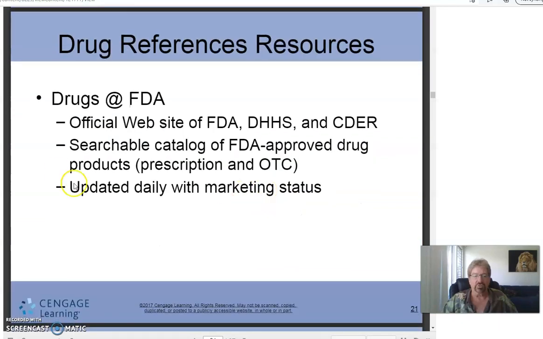Drug reference resources: Drugs at FDA, the official website. A searchable catalog of FDA approved drug products, prescription and OTC, which means over the counter. In other words, like you can go in and buy, what's the one that Larry the Cable Guy is always advertising? Prilosec OTC. And you can go to the county fair and eat all that darn junk and take this, and it'll be all right. You won't be belching and burping. You'll still be eating a bunch of crap, but that darn Prilosec OTC is about $40 a month, too.